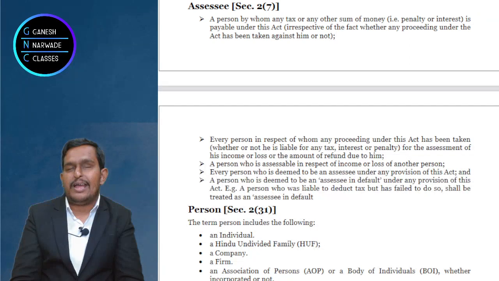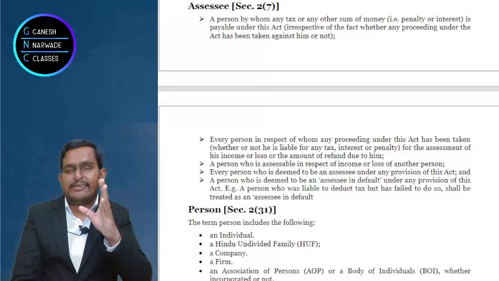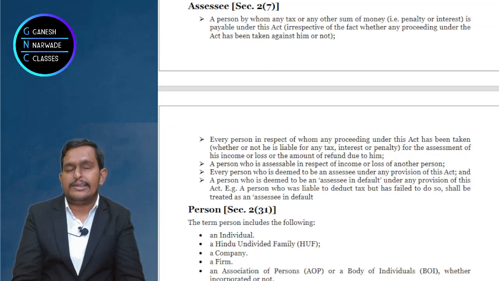Suppose you have to pay income tax but you defaulted. I incorporated a company, and if I am paying salary to my employees, I have to deduct the tax. If I did not deduct the tax, which actually I should, then I will become assessee in default. Or if suppose I have to file income tax return on time, I did not file income tax return on time, I become assessee in default. So this is what assessee definition is. I feel you should not have any doubt on the term assessee.